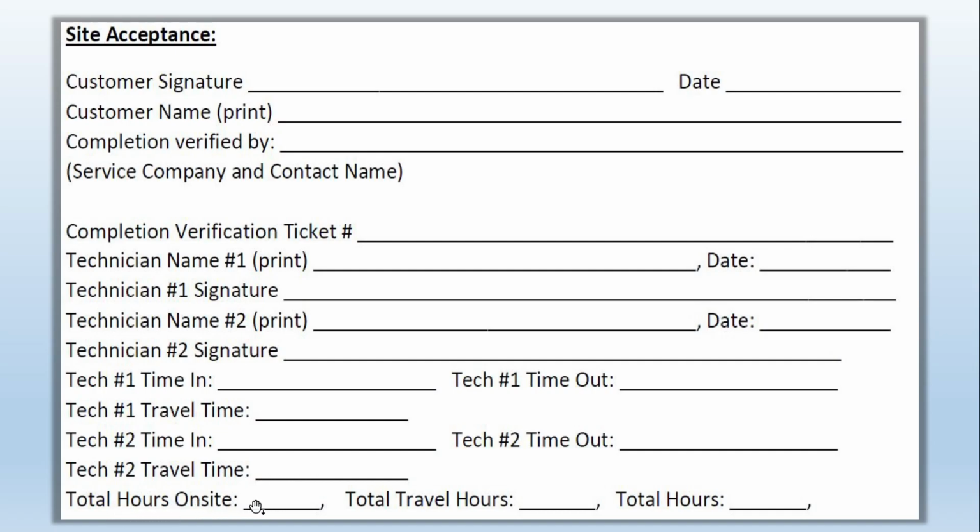Total hours on site. Well, you do the math here, time in and time out, and you do the math here, travel time, and then you do the math here. You add. Math is important. You should be able to add. When you make money, you should be able to add. All right, so that's pretty self-explanatory here.